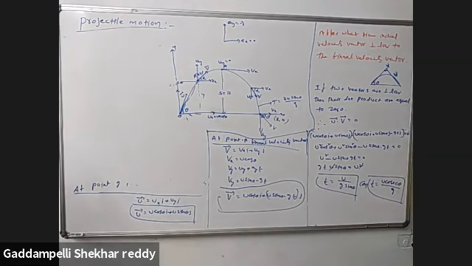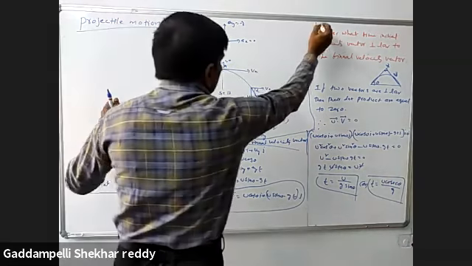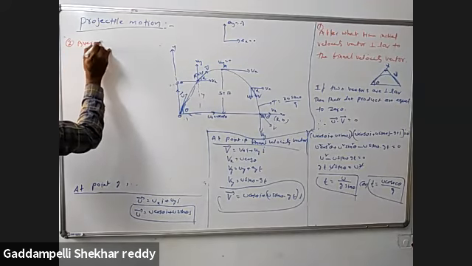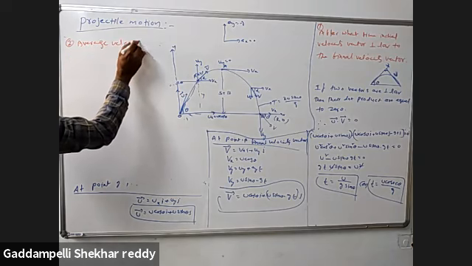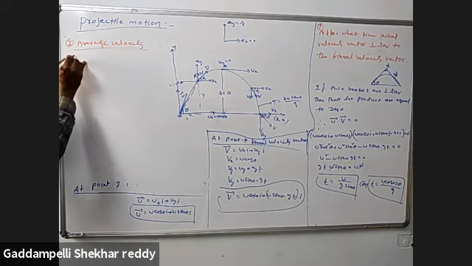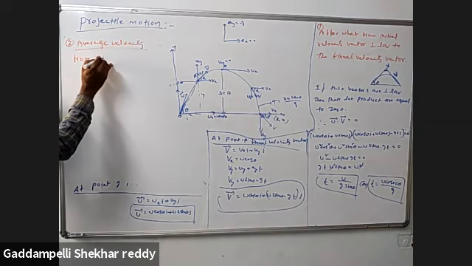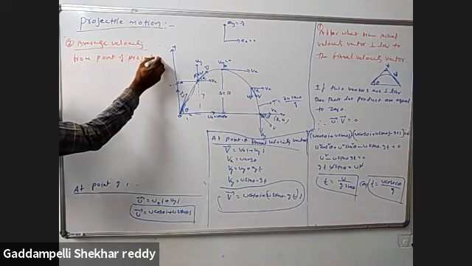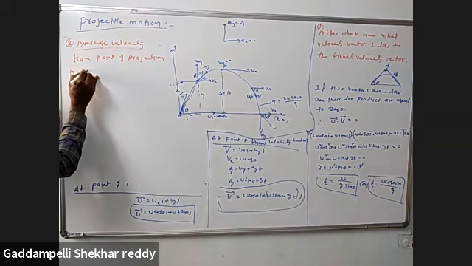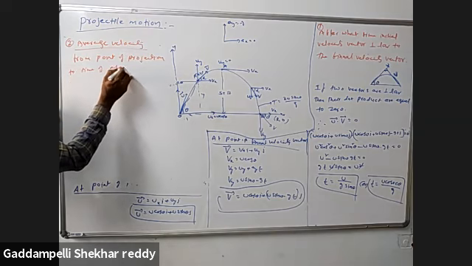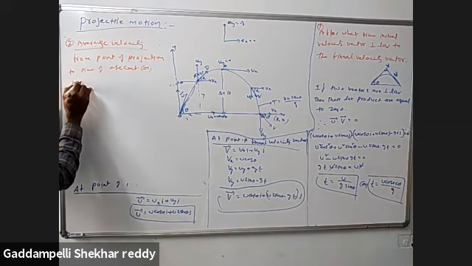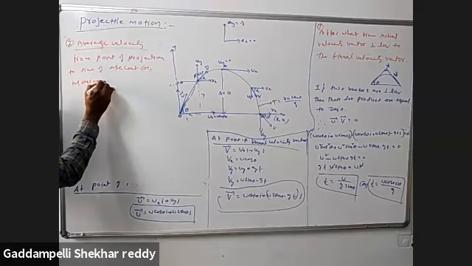So now next point, next bit, like this, that is the first bit. Next, the second one: the average velocity from the point of projection to the time of ascent, or maximum height position.